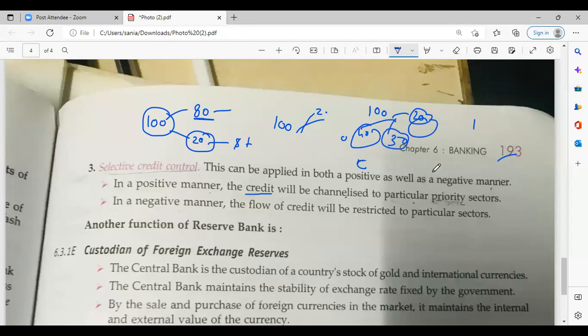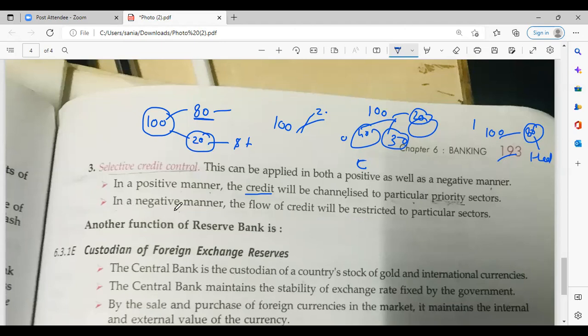Okay. So there are lots of sectors. In a positive manner, credit will be channelized. Credit means loan will be given to the particular priority sector. During the corona time, when coronavirus was at its peak, only the health sector was badly damaged. So, for example, the bank had 100 rupees and said, out of 100, 80% of the loan will be given to the health sector. So I gave that sector the priority. That was a positive manner.